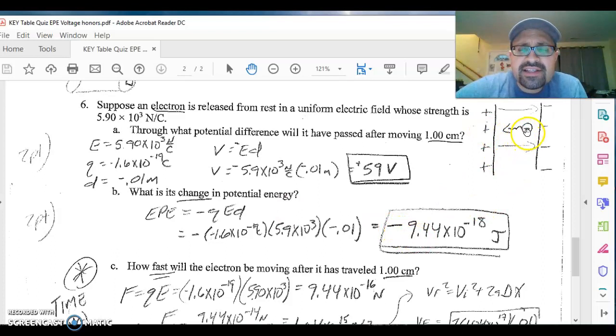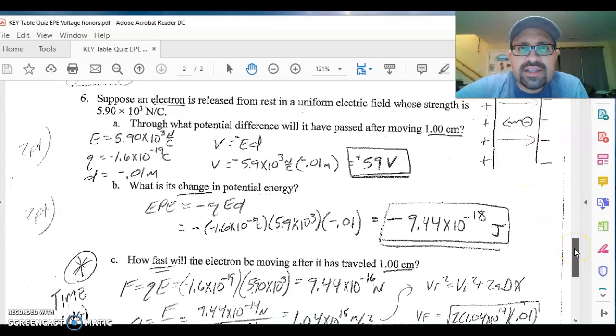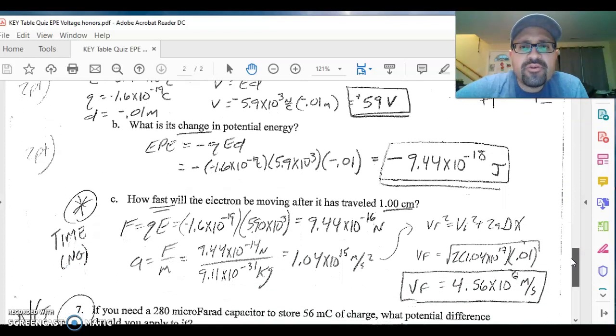Again, opposites attract. This negative particle is going to lose electrical potential energy as it moves from the right to the left in this picture. You get 9.44 times 10 to the negative 18 joules. For part C, if you want to save a little bit of time, you can convert that electrical potential energy into the kinetic energy state. So you could set electrical potential energy equal to kinetic energy, solving for the velocity of the electron after that energy conversion has taken place.